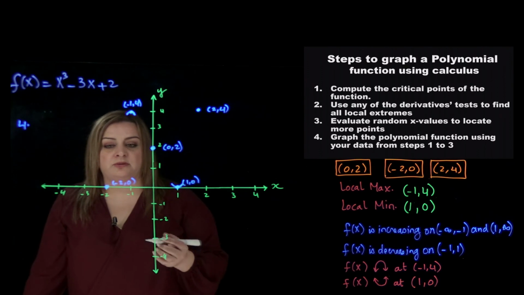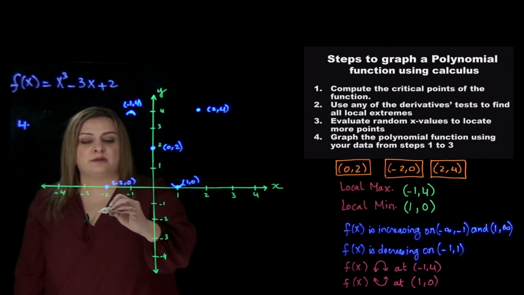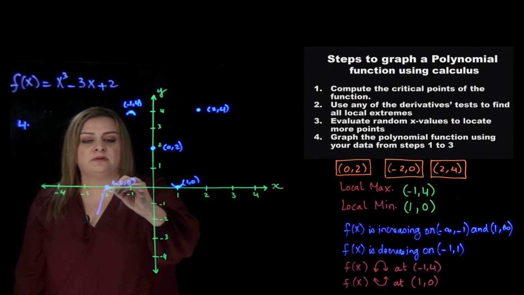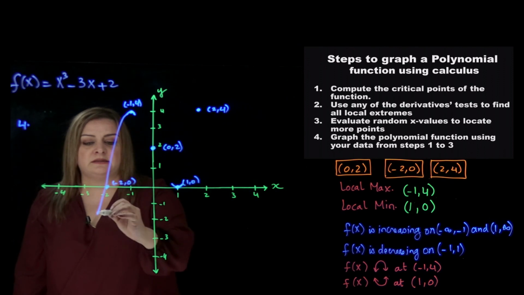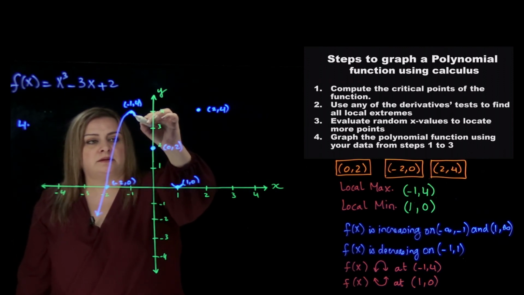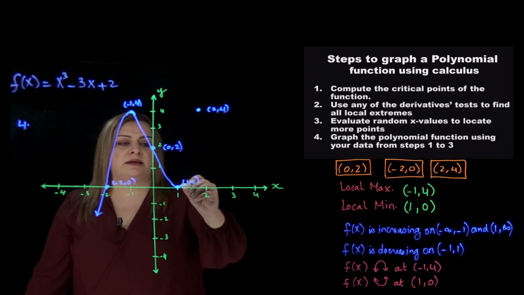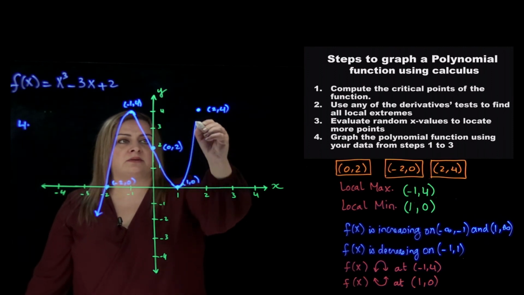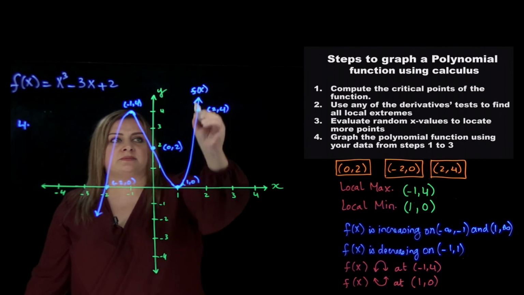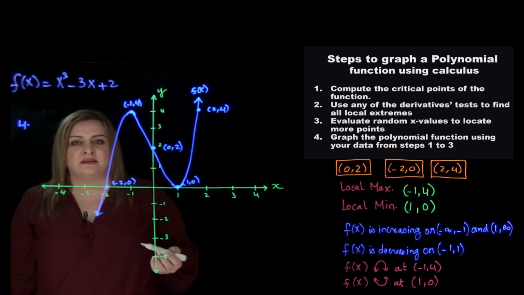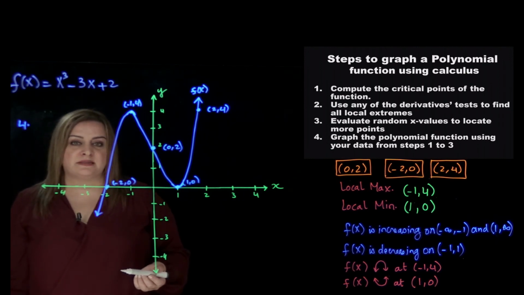All we have to do now is connect our function f of x. So on this interval, we know f of x is increasing. On this interval, f of x is decreasing. Again, f of x increases on this interval right here, and we label f of x. This is the graph of our function, f of x equals x cubed minus 3x plus 2.